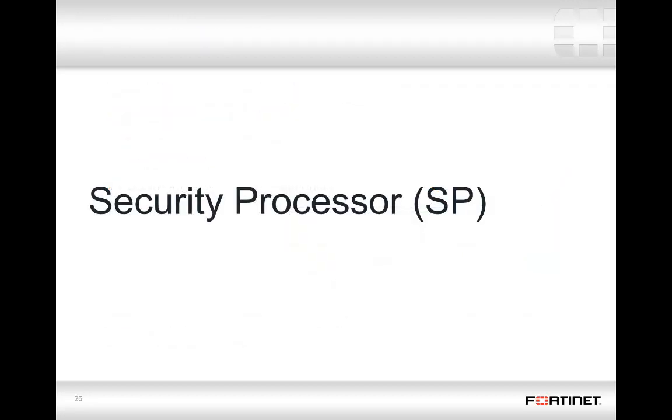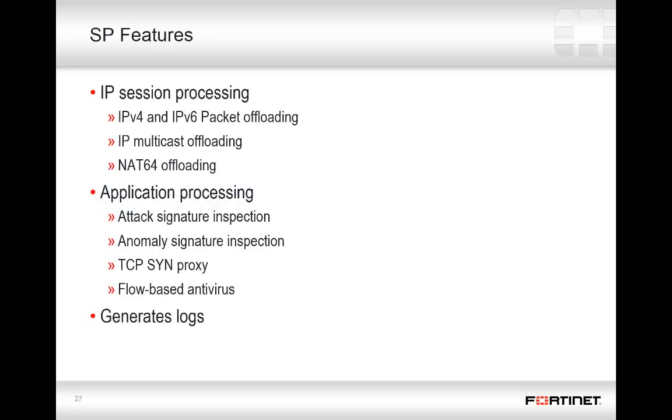The next family of processors we'll talk about is the security processor. Like NP, a security processor can also offload packet transmission. It can offload multicast, IPv4, IPv6, and NAT64 traffic. But SP can do more.